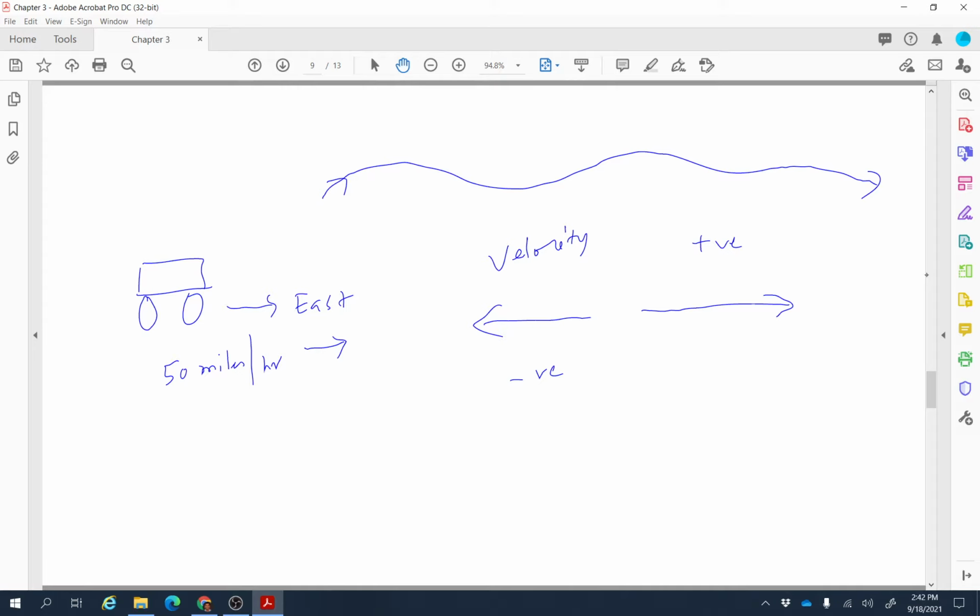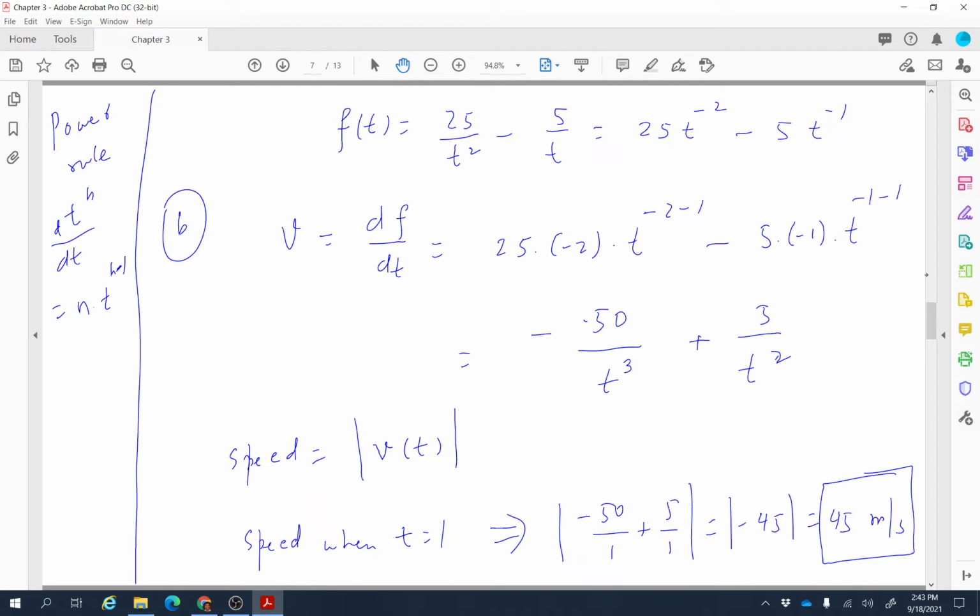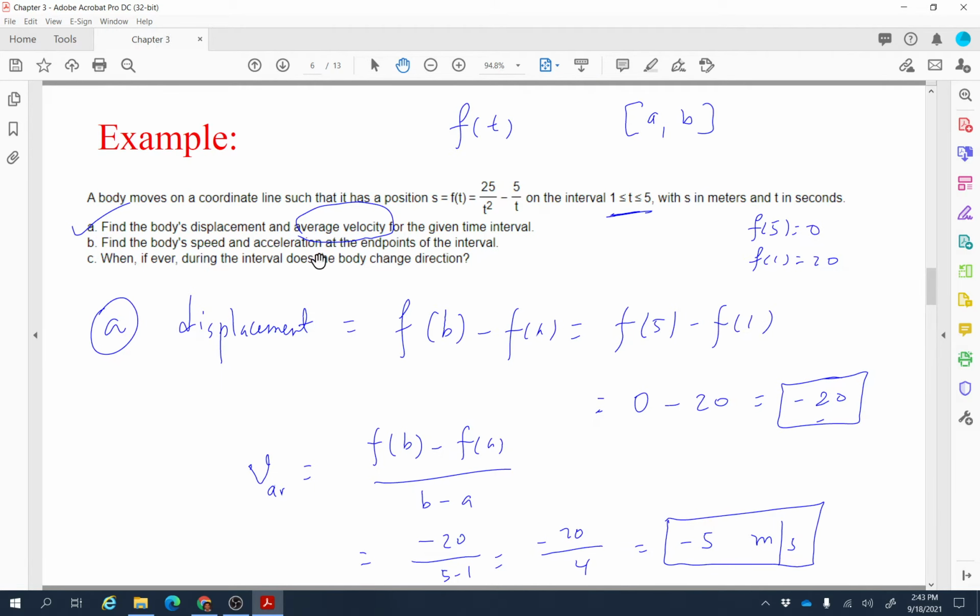So you will be able to find out whether the object changes direction or not if the velocity is going from positive to negative or negative to positive. In between them, it has to be zero. So to answer this question, you need to find out the point or time when the velocity is zero, and you need to find out what happens before that time to the object and what happens after that time to the object.